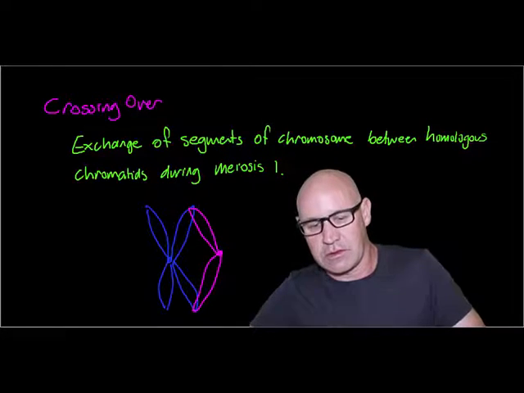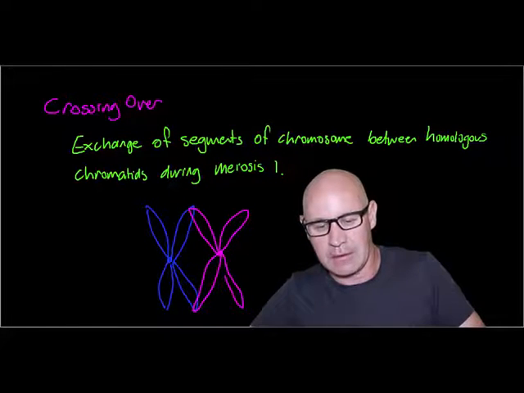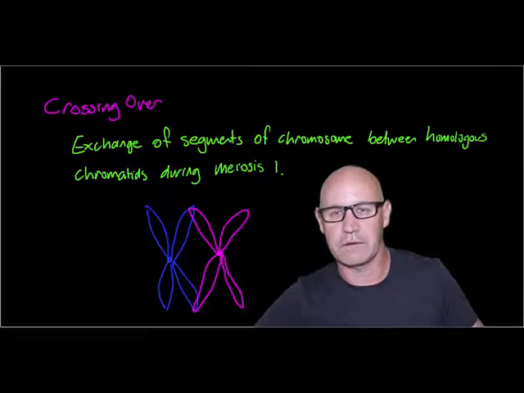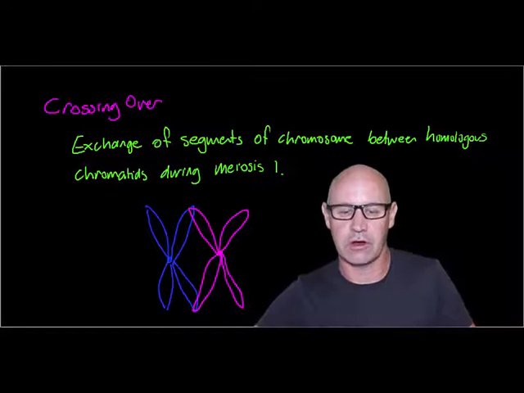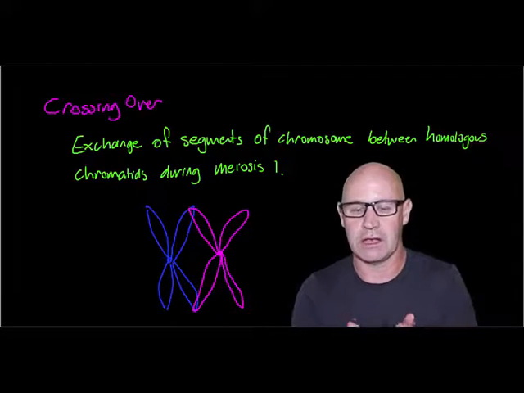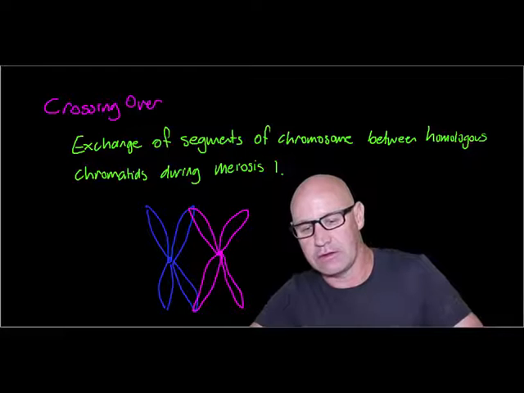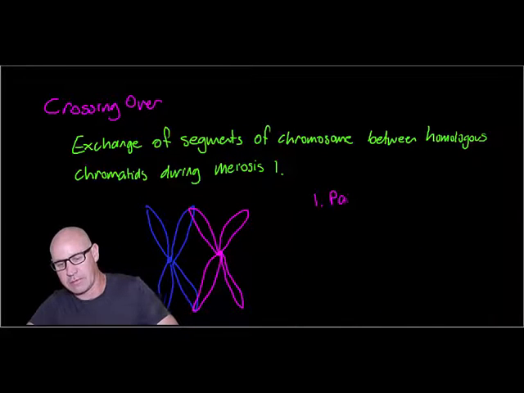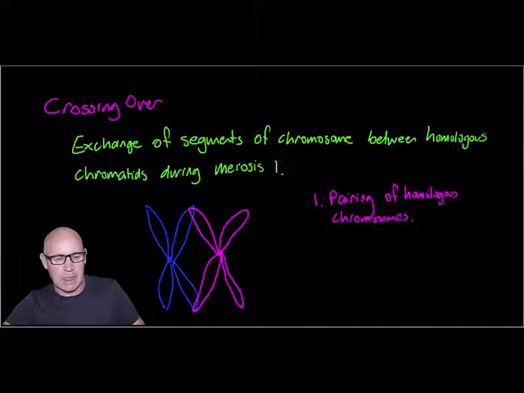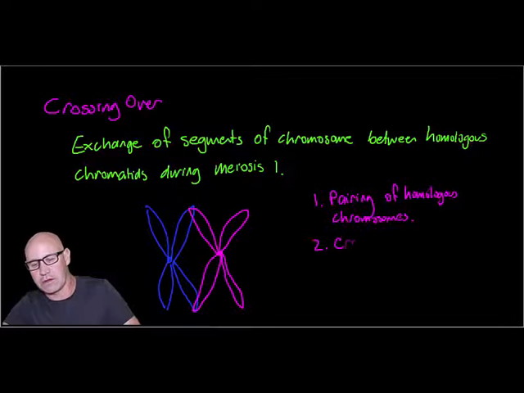So they're homologous chromosomes. What does that mean? Well, they've got the same genes, but perhaps different alleles of those genes. Each one of them has replicated, so we now have 4 chromatids. Now they align together during meiosis 1. And so the first part of the process is called pairing. We have pairing of the homologous chromosomes. The second thing that happens is that we have crossing over.